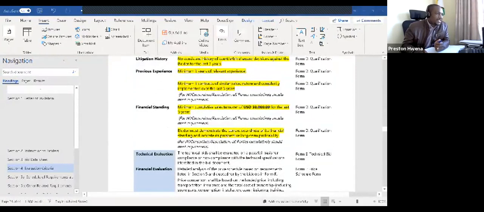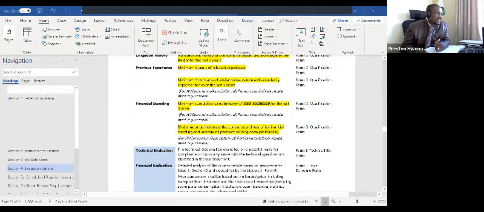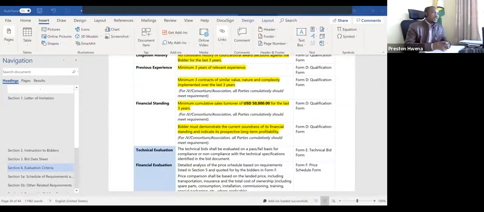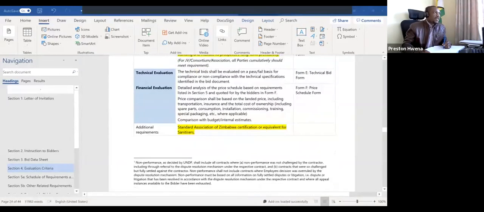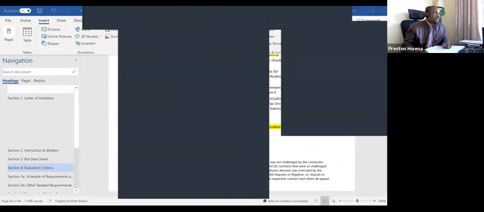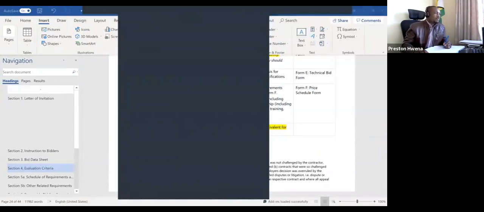So when we say that all parties should meet these requirements, we are saying any of the companies forming a joint venture, each one of them should be able to meet these minimum requirements stated in the document. I'm not sure if I've answered your question fully. You can type in any further follow-up, and then we can address it later. But for now, I think this is the answer to your question.